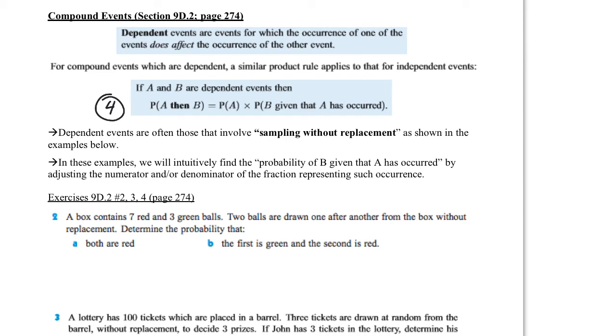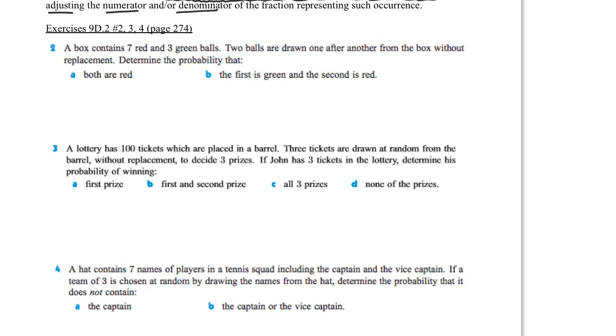Well, dependent events often involve sampling without replacement. Many of the examples below involve this scenario, and in these examples, we're just kind of intuitively finding that second part. And how do we intuitively do that? We make an adjustment to the numerator and/or denominator of the fraction representing that occurrence. Okay, so a couple of exercises here.